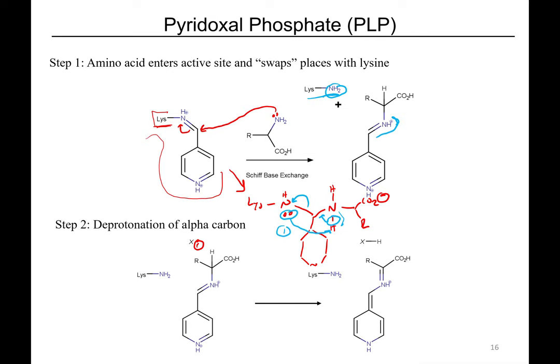The lone pair on our general base picks up the proton, and the electrons just flow down, creating a different resonance form, and the electrons are ultimately given to the nitrogen on our PLP cofactor. We have now released this hydrogen, this proton, and we are left with a different form of our cofactor, right? Where our alpha carbon no longer has that bond with hydrogen. So it's now sp2 hybridized instead of sp3.